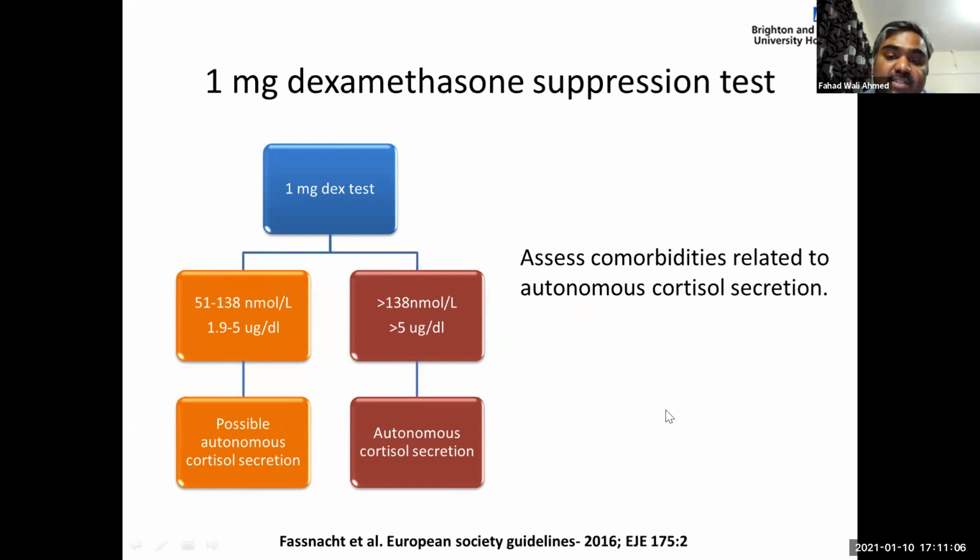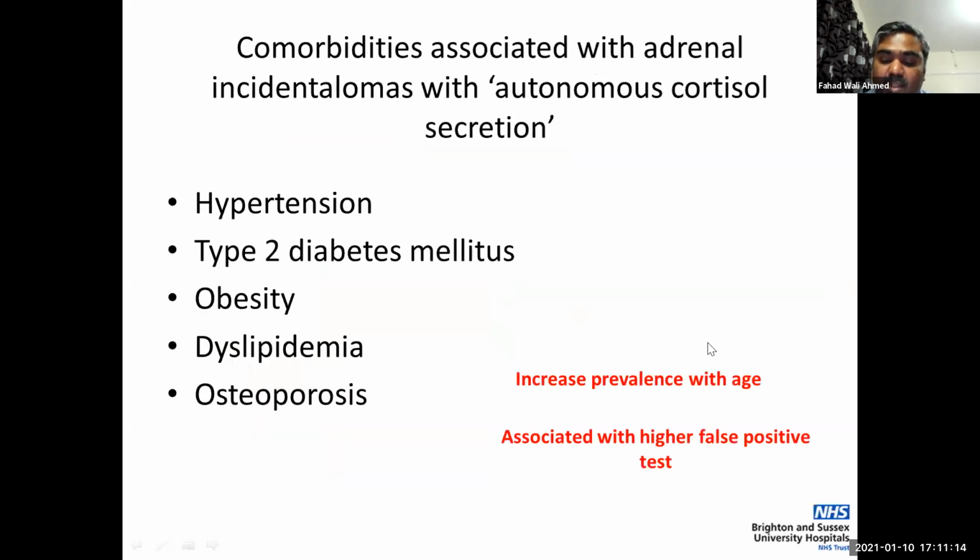In that case, we need to assess if this is clinically significant excess cortisol, and then we need to assess the comorbidities, which we have already taken in our past medical history. What we are trying to look at is hypertension, type 2 diabetes, obesity, dyslipidemia, and osteoporosis. The problem is that the prevalence of these conditions increases with age, and some of these conditions, like obesity or even type 2 diabetes, can give a false positive test. Therefore, clinical judgment is extremely important.